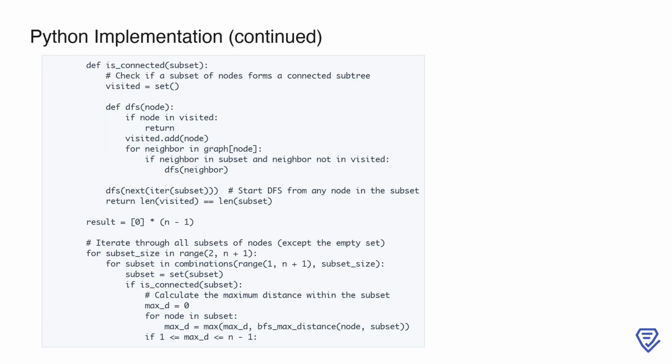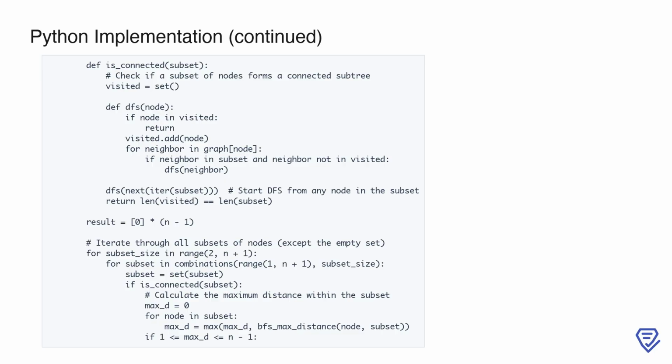Now, we introduce another helper function called is_connected, which checks if a given subset of nodes forms a connected subtree. This function uses depth-first search to traverse the nodes in the subset. Starting from any node in the subset, we recursively visit all reachable nodes, marking them as visited. If all nodes in the subset are visited by the end of the DFS, the subset is connected, and we return true. Otherwise, it is not a valid subtree, and we return false.